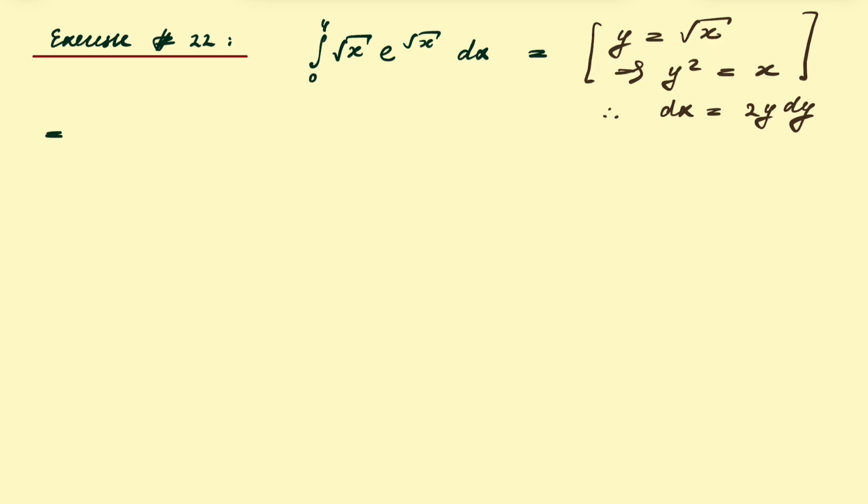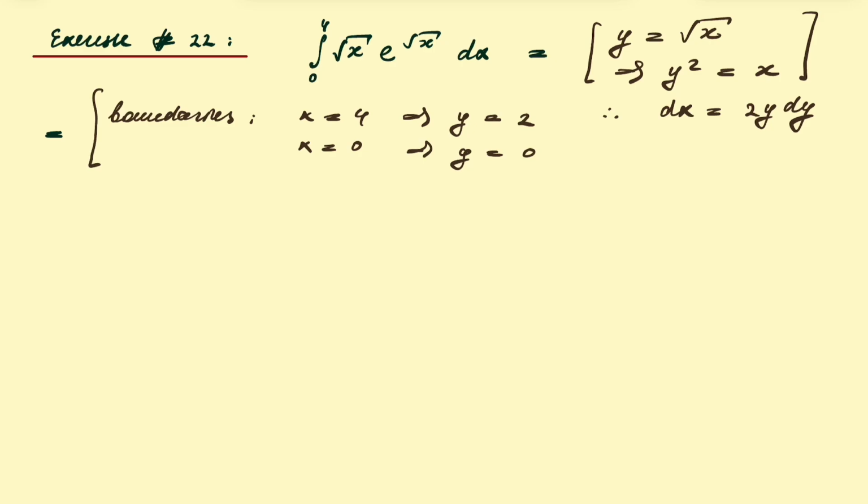Okay, now we can go on and write. Well, first we need to calculate the boundaries. We almost forgot about them. Since y is equal to square root of x, if x is equal to 4, then y is equal to 2, and if x is 0, then y is 0. Well, now we can proceed, since we have everything in our hands, including our dx.